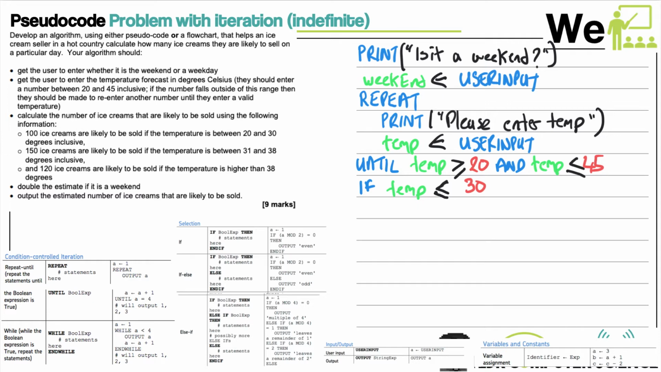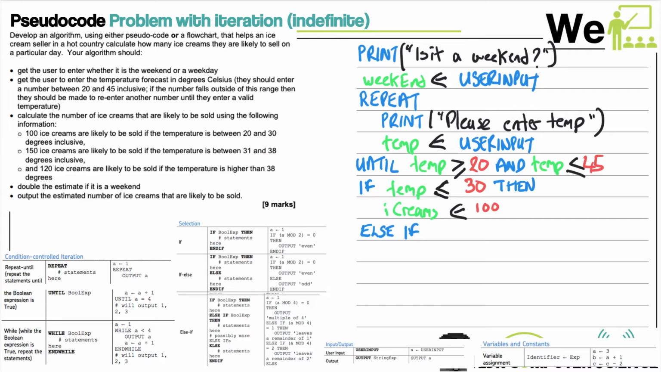Well, then if it is, then what? Well, then why don't we initialize iCreams? So iCreams is going to be assigned the value 100. And then else if, so what's the next thing we have to worry about? We have to worry about this one here, between 31 and 38.